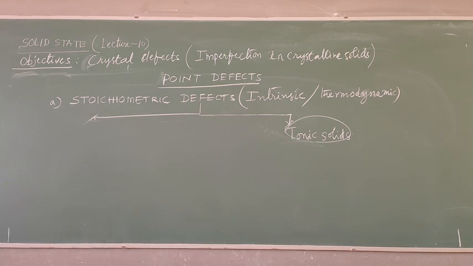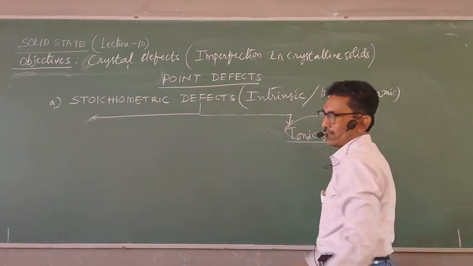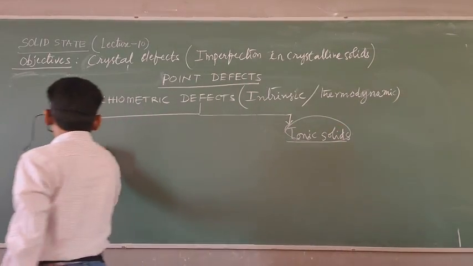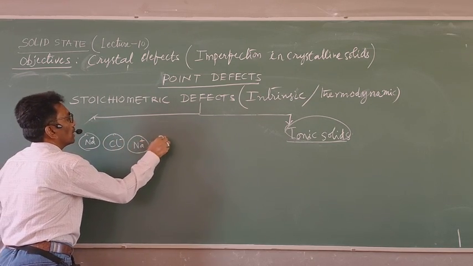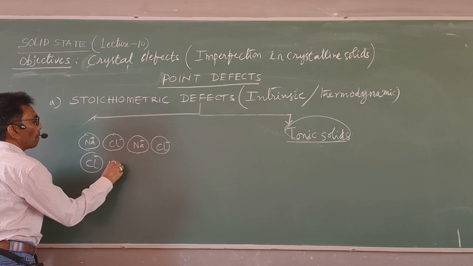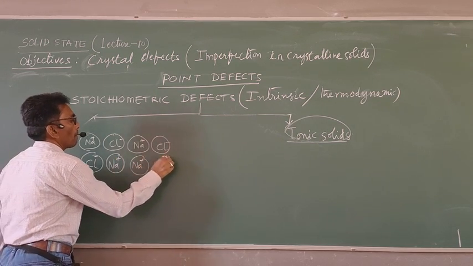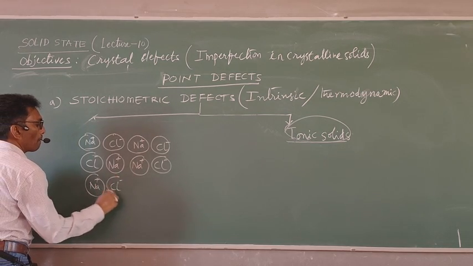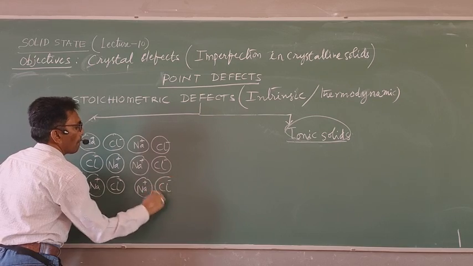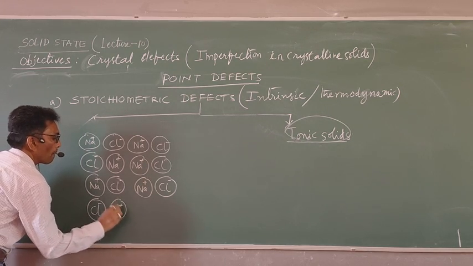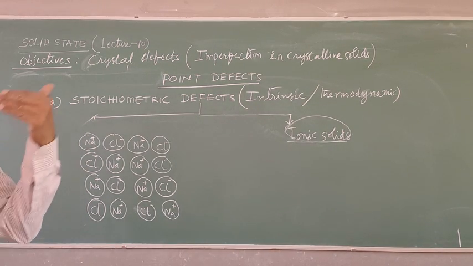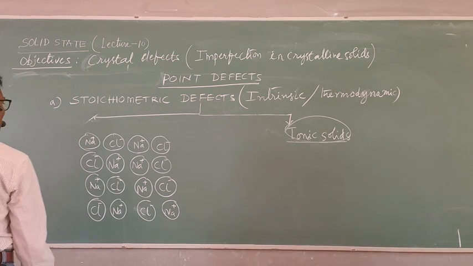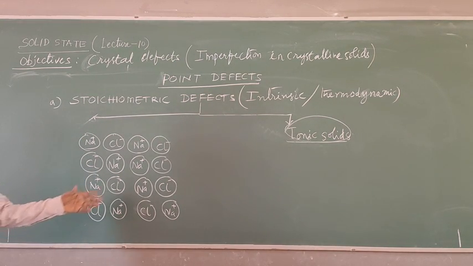Now, time to discuss the point defects in ionic solids. Take one ionic solid, that is NaCl, Na+ and Cl-, alternatively arranged. This arrangement of cations and anions is repeated three-dimensionally in ionic solids. This is a NaCl crystalline solid. The size of anion and cation is the same due to some reasons.